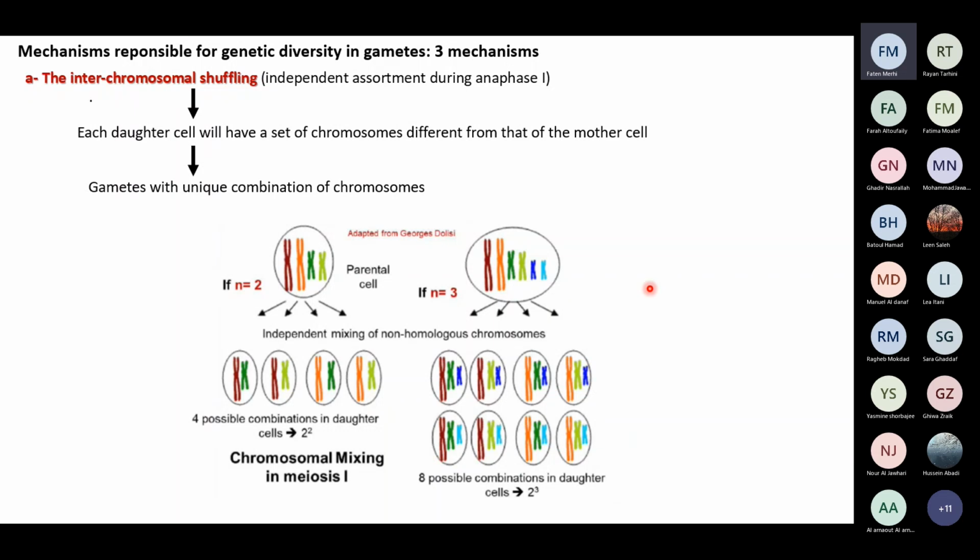Okay, so if we have 24 pairs of chromosomes, we will have 2 to the power 24 possibilities and 2 to the power 24 possible gametes. So this will create a great diversity in the gametes. Okay, this is the inter-chromosomal shuffling. So we'll have gametes with a unique combination of chromosomes.